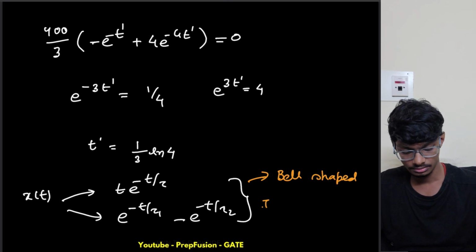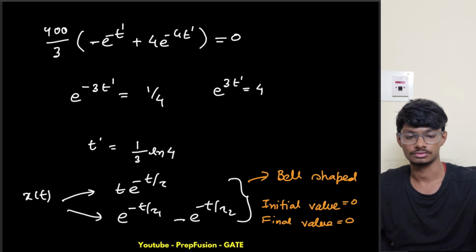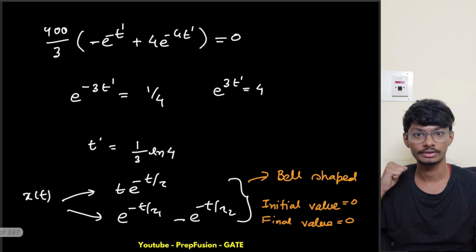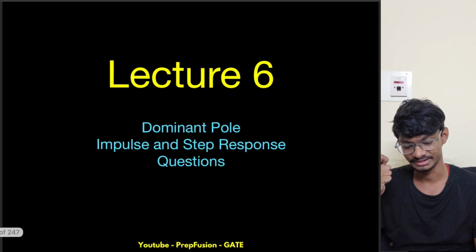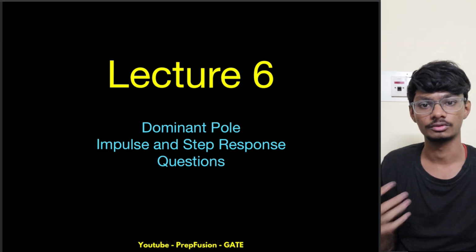That is the initial value equals to 0 and the final value equals to 0. Both of them are 0. So yeah, this was this question. This took a bit more time than I expected. So let's do lecture 6 now. It will be over quickly only. We'll do this bit quickly.